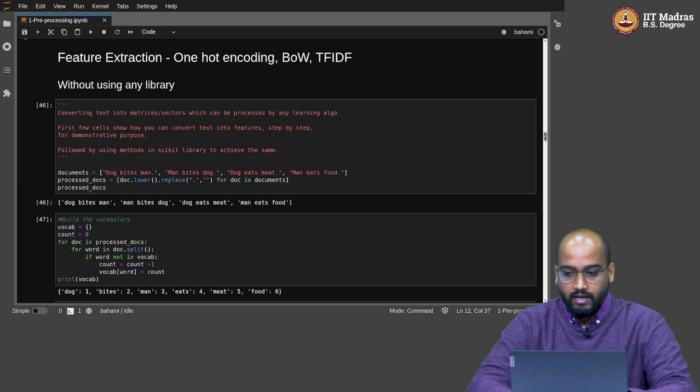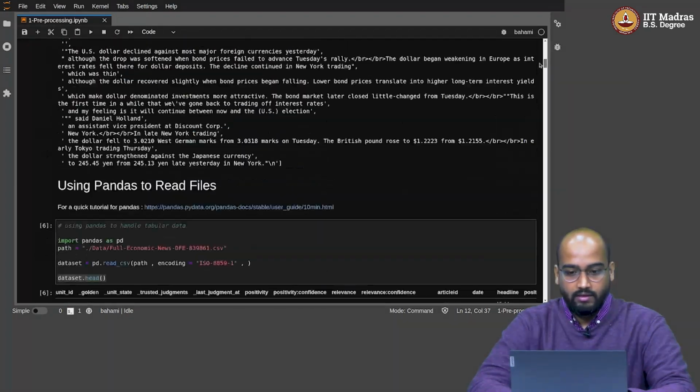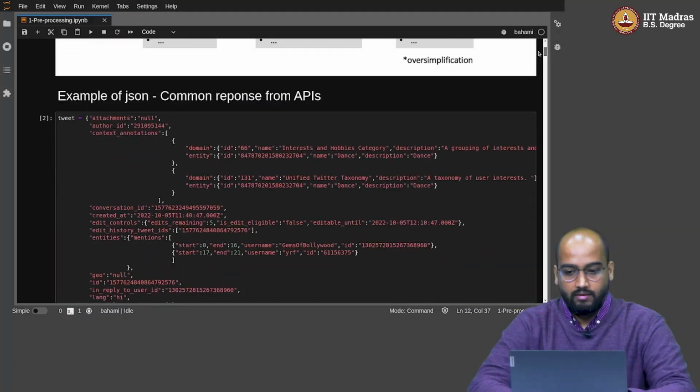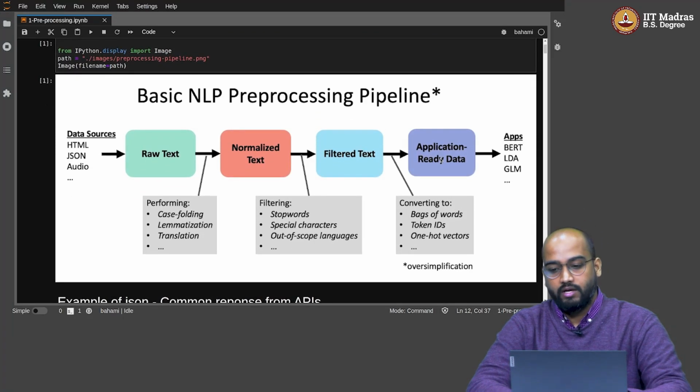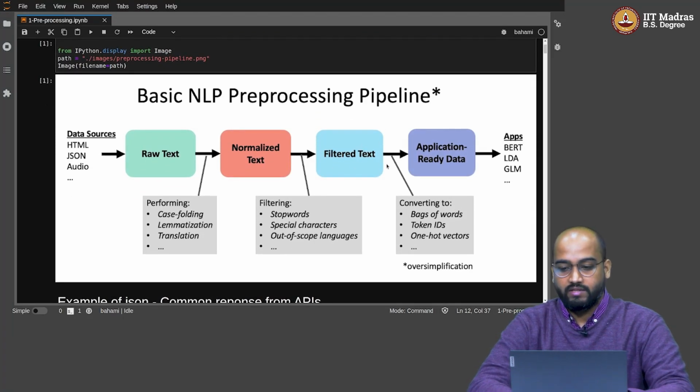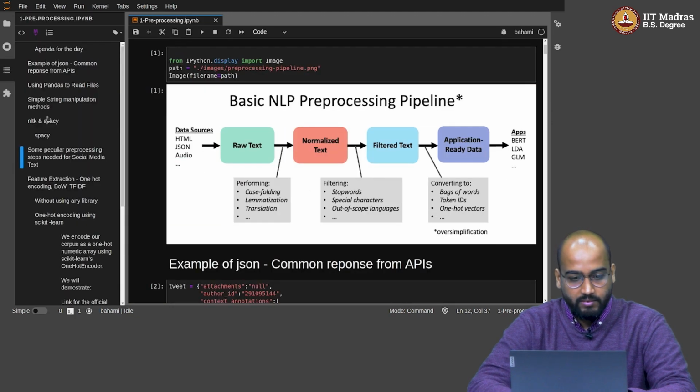So let me go back to the initial image that I showed. Now we are going to deal with this particular step: how do you convert the clean text into numbers and representations that we could use? So yeah, let me just go back to that.